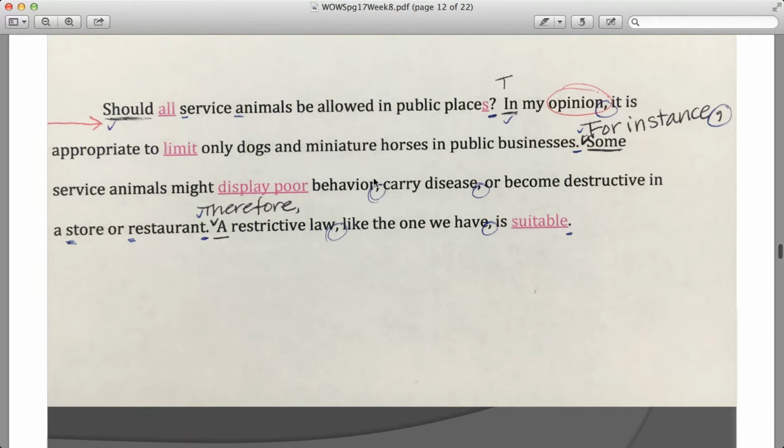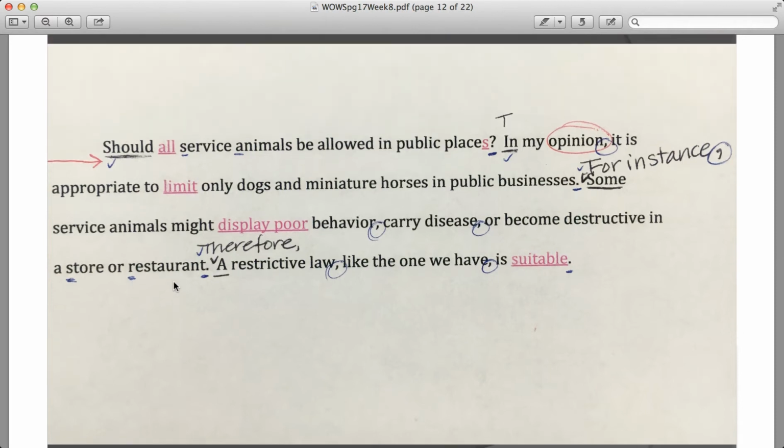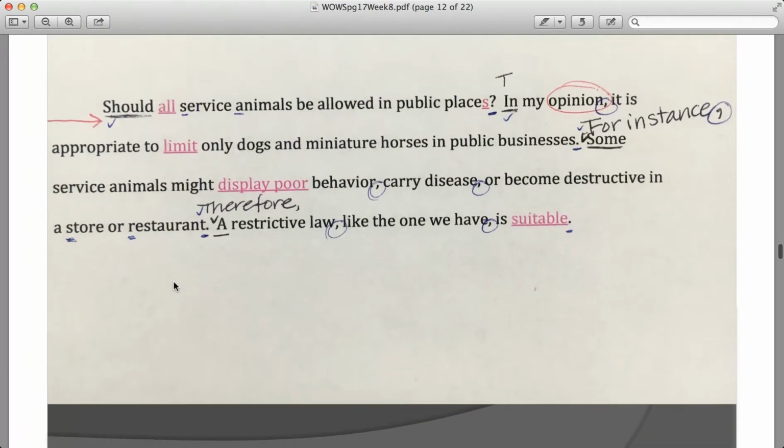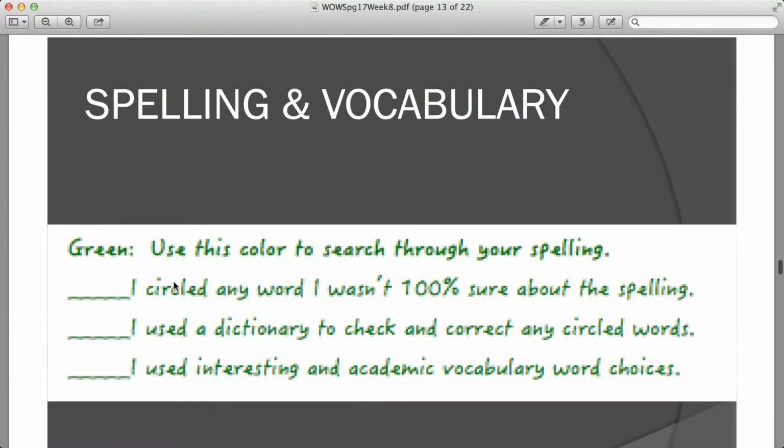I also made sure I've got the commas where they need to be. Okay, I look really good here. Store and restaurant, those are not proper nouns. They're not specific names, so nope, those would be lowercase too. Again, I'm just checking myself to make sure I've got everything looked at closely.